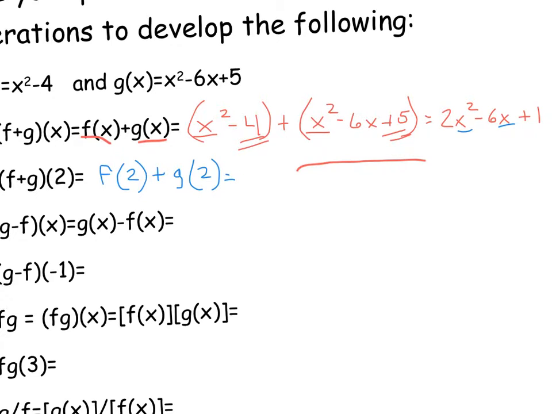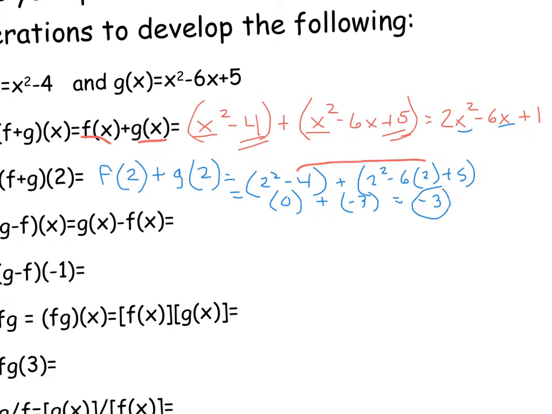So f of 2 is 2 squared minus 4, and I'm adding to that g of 2, which is 2 squared minus 6 times 2 plus 5. If I simplify that, that'd be a 0, that would be a negative 3, and if I add those, I will get negative 3 as my final result. Since that was f plus g of 2, I could have just as easily gone to f plus g of x, which is right here, and filled in a 2, and I would also get negative 3 as my result.